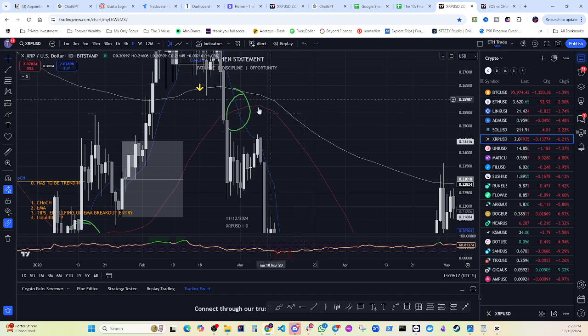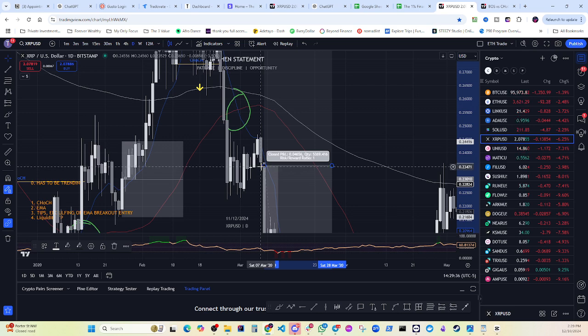Engulfing is very simple. The body of the bearish candle in this situation, because we're looking for sells, we want to compare the bearish candle to the bullish candle. Okay, the bearish body is bigger than the one on the left. That is a bearish engulfing, and then I'm going to enter when price breaks underneath that right there.